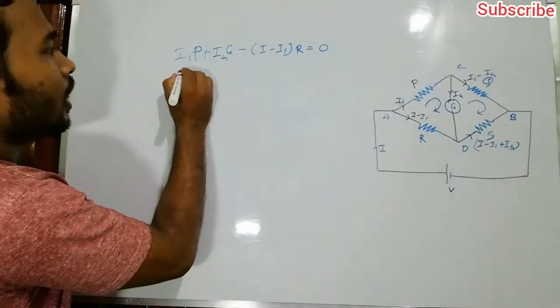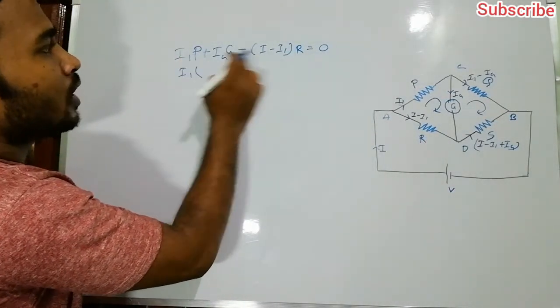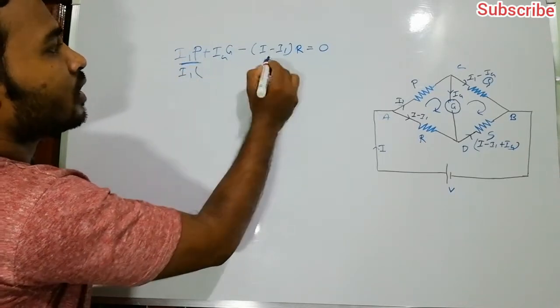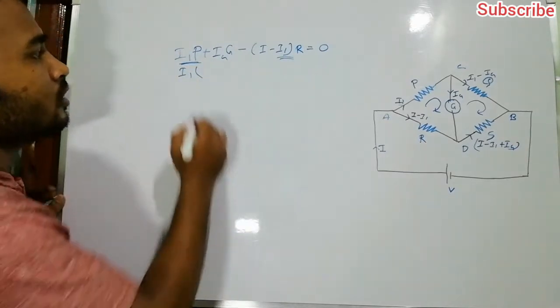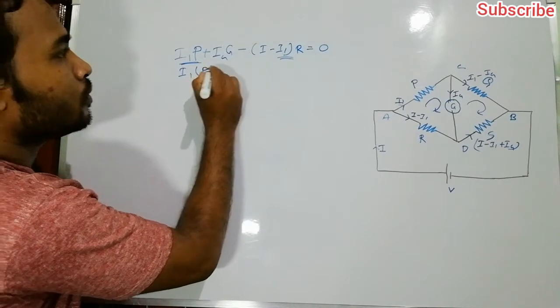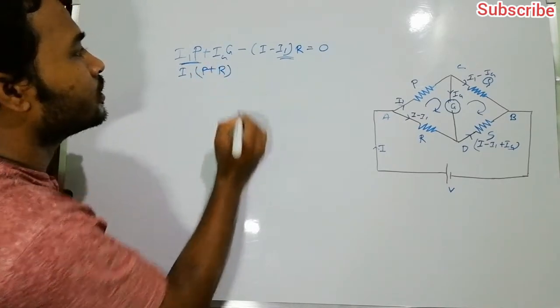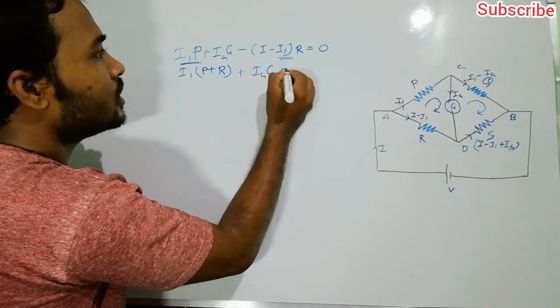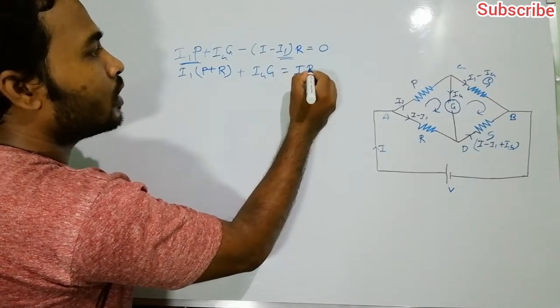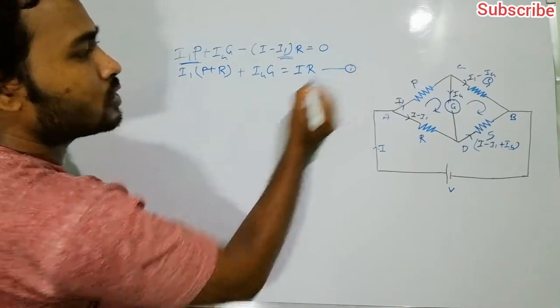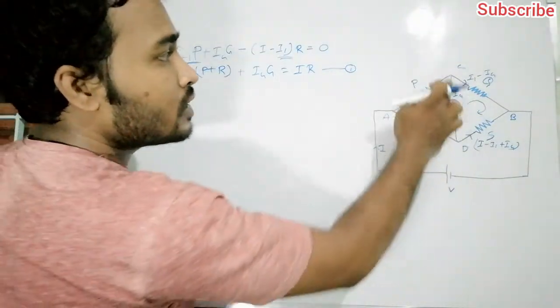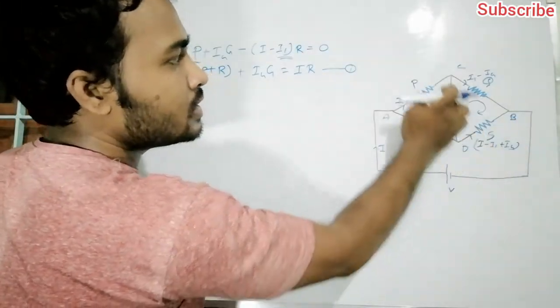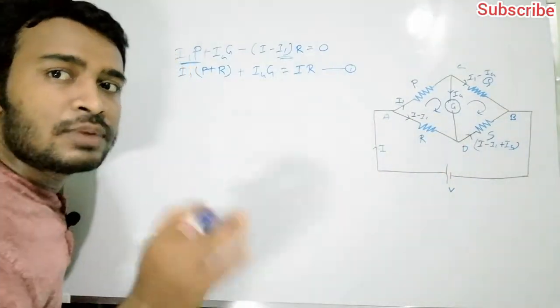So we have I1 into P and another I1 into R. So I1 into (P plus R) plus Ig into G is equal to I into R. Let this be our equation 1.